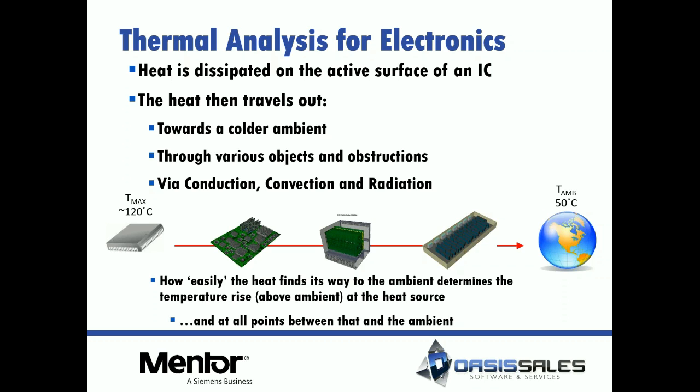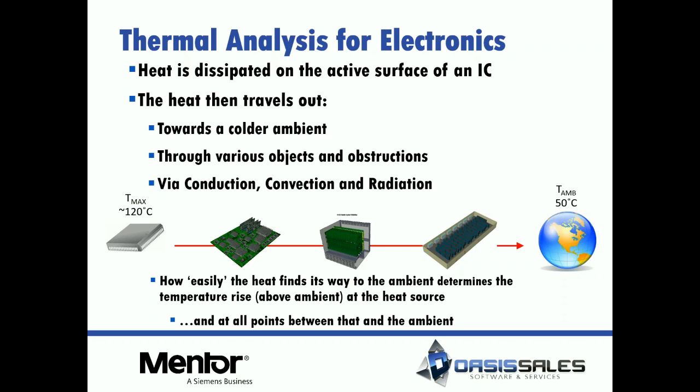And the heat's going to travel out from the chip towards the ambient, going through various obstructions. Okay, so that chip is probably placed on a board. That board probably has some thermal features in there, such as thermal vias or copper pours or heat sinks. Okay, that board might be one of many within a telecoms backplane system, for example, and that might have fans or baffles or items to guide airflow. And then that server system might be one of many within the data center, and then finally you're going to be dumping all that heat out towards the ambient.